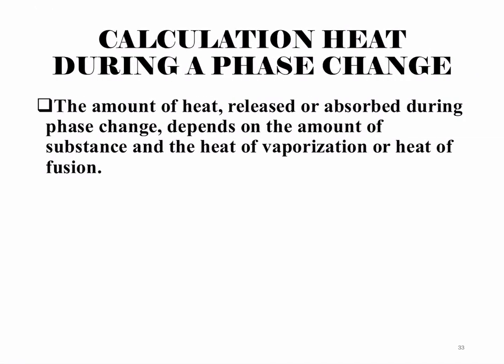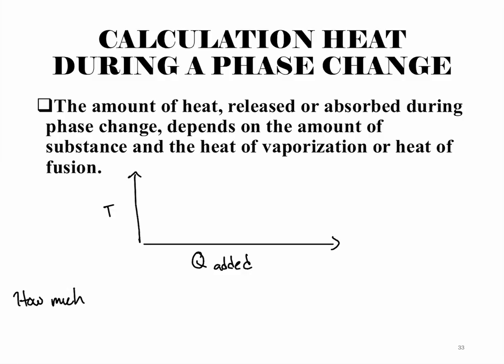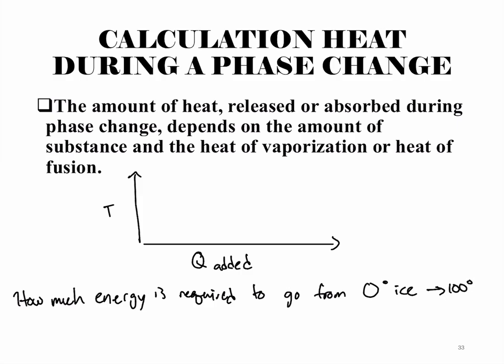And so here, if we have a curve like we did before, the temperature versus the heat added to the system, and we want to ask ourselves how much energy is required to go from 0 degrees ice to 100 degrees steam, what that looks like on the plot is, let's say we start not at 0 degrees, but at -5 degrees Celsius of ice.